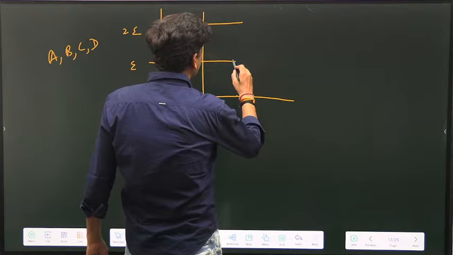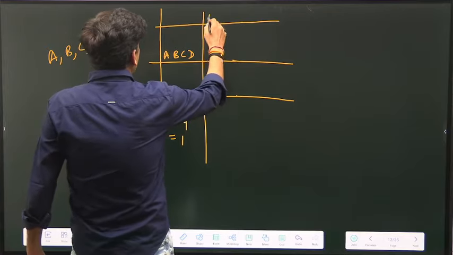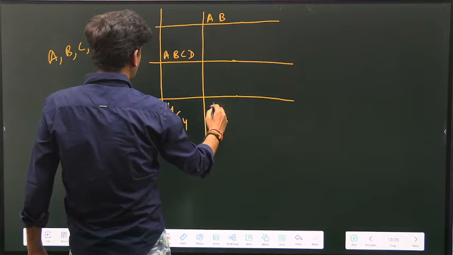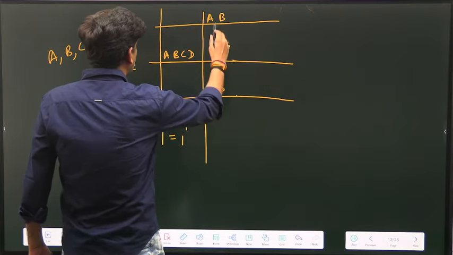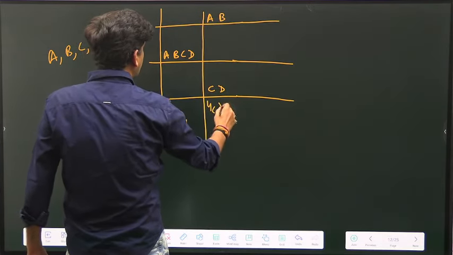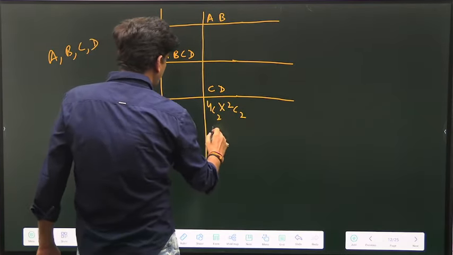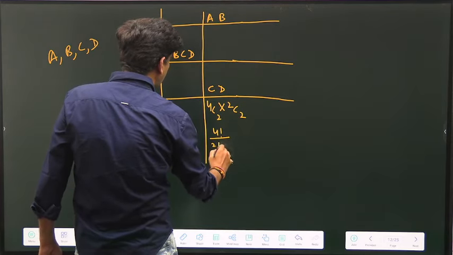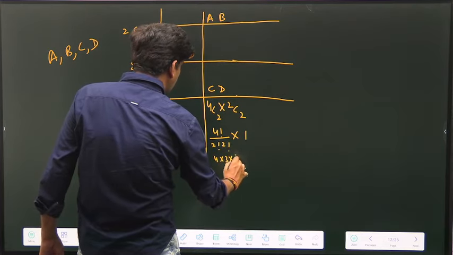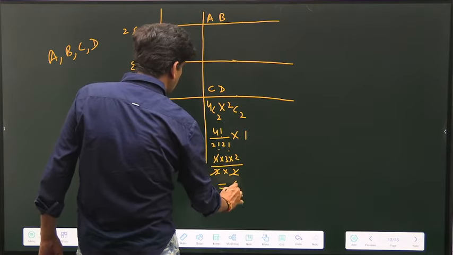Now, if you want to write in another way, if I take AB here, it is already 4E energy, and then I can put CD in the 0 energy level. So I can write this as 4C2, out of 4 we have to select 2, then out of the remaining 2 we have to select 2. So this will be 4 factorial upon 2 factorial into 2 factorial into 1. So this is 4 into 3 into 2 upon 2 into 2. So this is equal to 6.